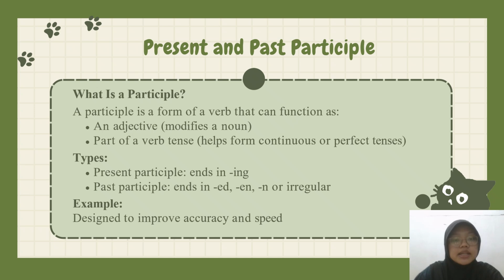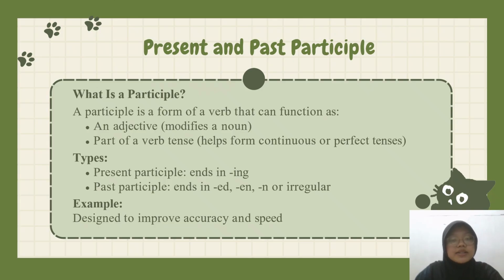These are two main types of participles you need to know. So the first is the present participle. Okay, it always ends in ing. For example, running, singing, sleeping. And the second is the past participle. Its form is a bit more varied. It commonly ends in ed, but many also end in en or even have irregular forms. Examples: written, broken, seen, or gone.